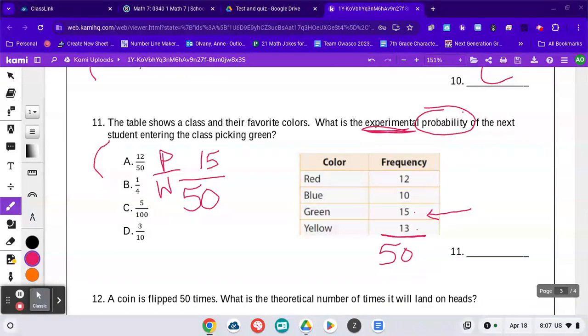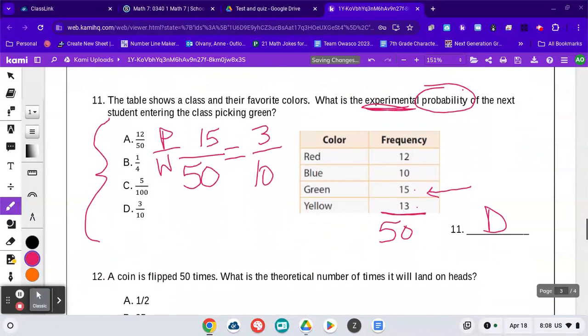I do not see 15/50ths as a choice. You could pick A because you think it's close, but in math, close doesn't really work. So we're going to divide both of these by 5 to get 3/10. Oh my gosh, it's choice D. I'm telling you, it's not always choice D.